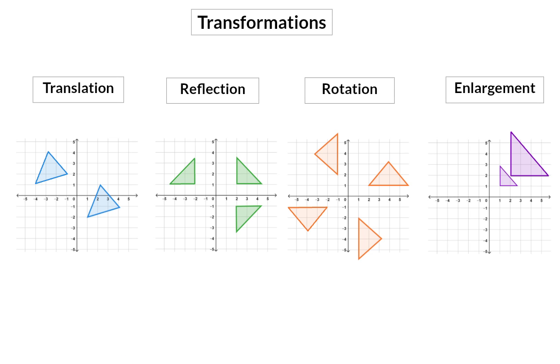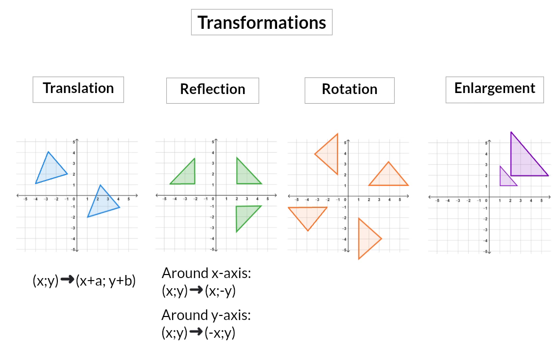For a translation, you add or subtract to the x and y coordinates as you move around. For a reflection around the x-axis, only the sign of the y-coordinate changes, and a reflection around the y-axis is where the x sign changes.